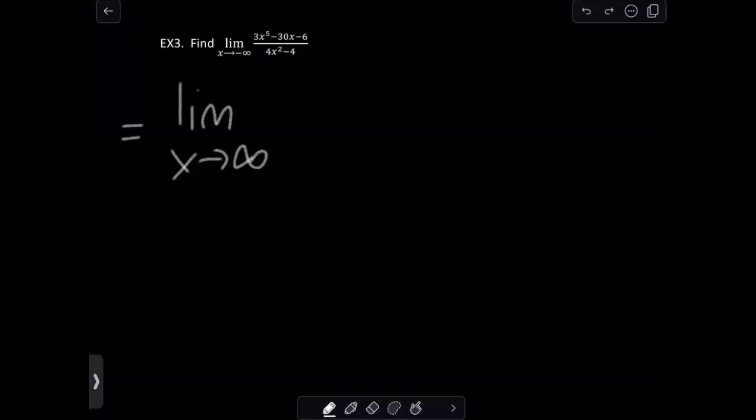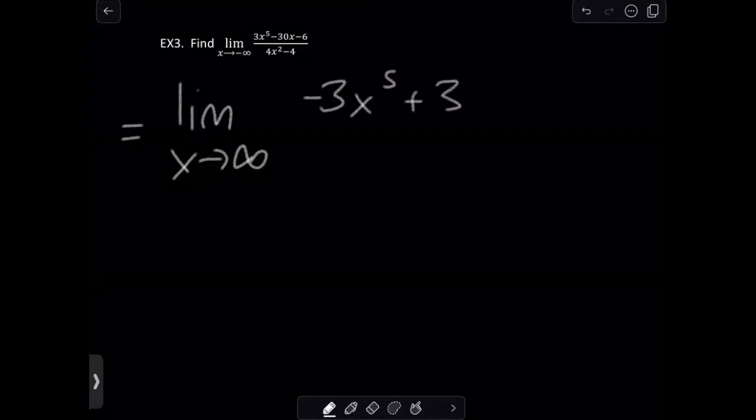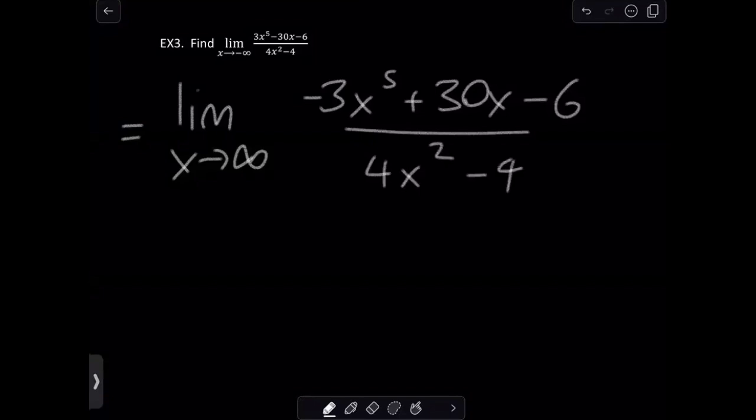So what we're going to do is rewrite this as the limit as x approaches infinity. And wherever I see x in this function, I'm going to substitute in negative x. If you do that substitution, you are going to obtain this function. So you'll get minus 3x to the power 5 plus 30x minus 6 over 4x squared minus 4. Okay, so just take a minute and make sure you're happy with that.